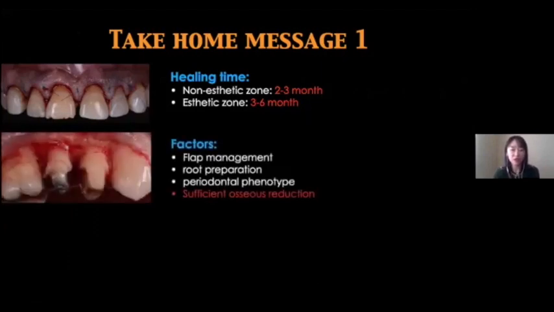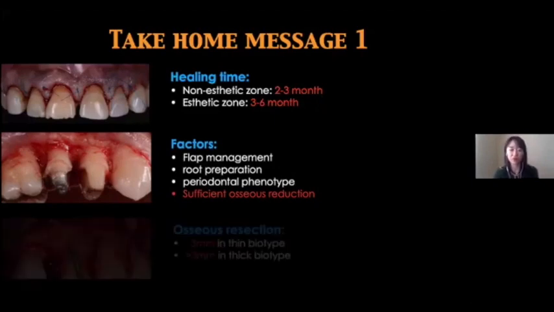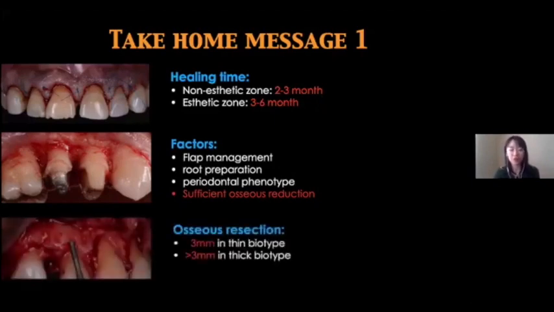And the factors affecting the outcome include flap management, root preparation, periodontal phenotype, and, as I mentioned again, sufficient osseous reduction. And for the osseous resection in the thin biotype, I will recommend 3 millimeters. And in the thick biotype, I will recommend more than 3 millimeters.